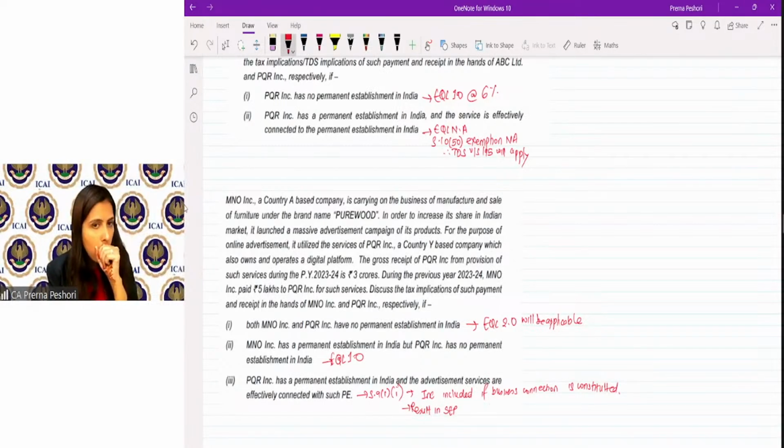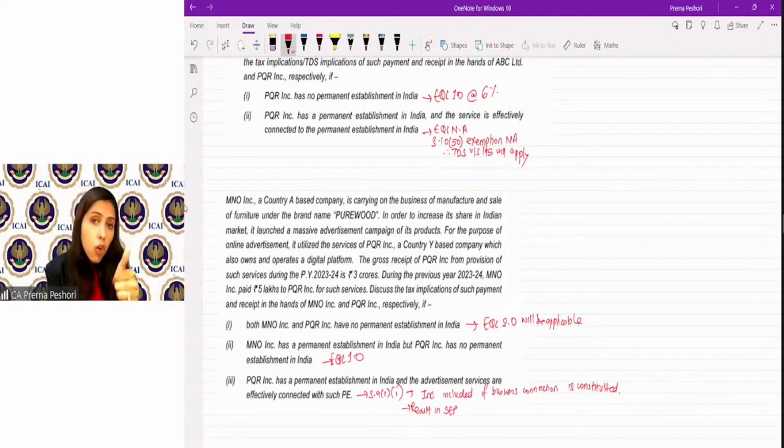Clear? Secondly, the service recipient should be a person resident in India or a non-resident having a PE in India, and the consideration is more than rupees 1 lakh. It excludes personal services. Equalization levy 1 excludes personal services. So this will be taxable at the rate of 6%, and the payer has to deduct that 6%.